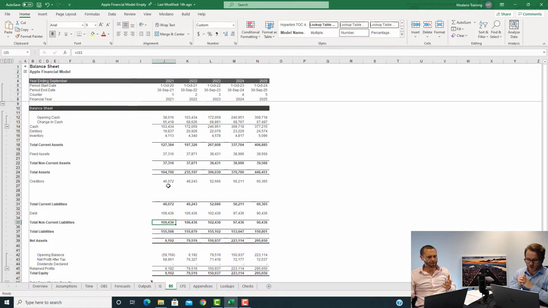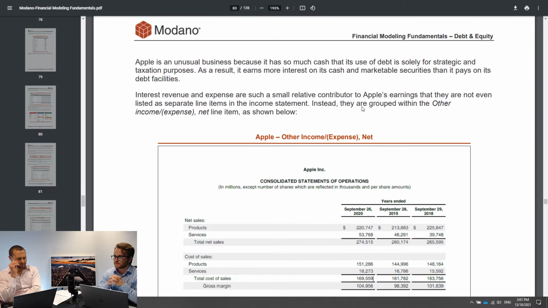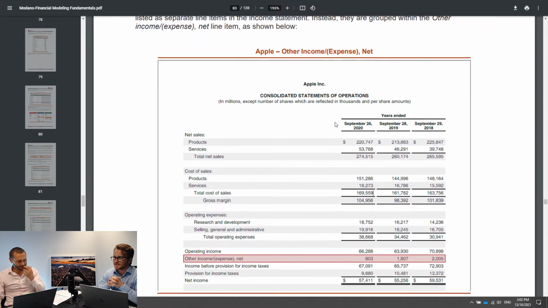Perfect. So let's move on to the interest expense. Now, interest expense is an interesting one here because Apple is an unusual business in that it basically contains so much cash that, as I said, it actually earns more interest on its cash than it pays on its debt. And it's such a weird business. So if you look here to get to the interest income expense, what they've done on their income statement is they've mashed it all into one line.